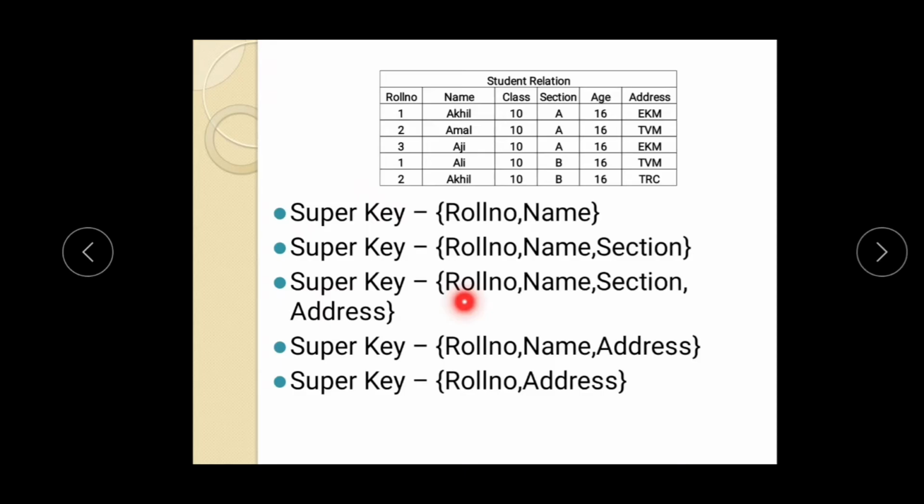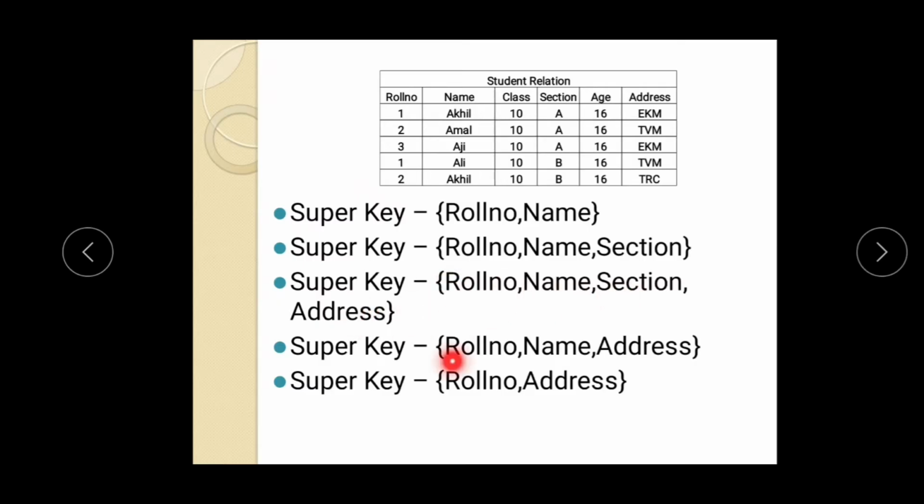Now another combination of key can be roll number, name, section, address. Sometimes there may be students with the same roll number, with the same name, but in different sections. In that case, we can consider roll number, name, section. In addition, for more security, we can assume this also: roll number, name, section, address. So that can be considered as another key.